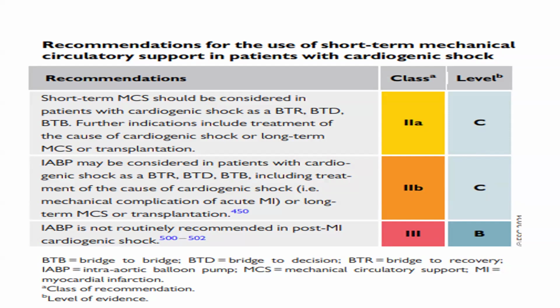The intra-aortic balloon pump may be considered in patients with cardiogenic shock as bridging therapy, including treatment of the cause of cardiogenic shock or long-term mechanical circulatory support and transplantation. IABP is not routinely recommended in post-MI cardiogenic shock patients. According to some articles, the IABP is only recommended if there is a presence of MR. And according to the SHOCK II trial, there is no mortality benefit if you use the IABP as a mechanical circulatory device over conservative therapy.